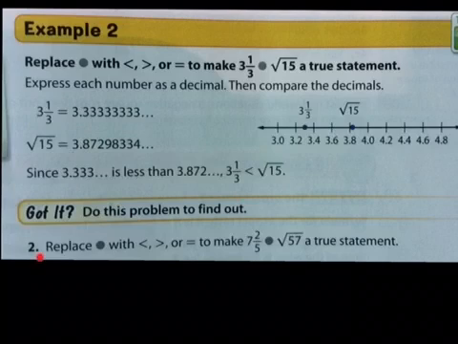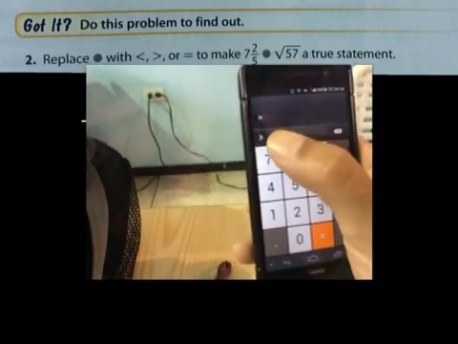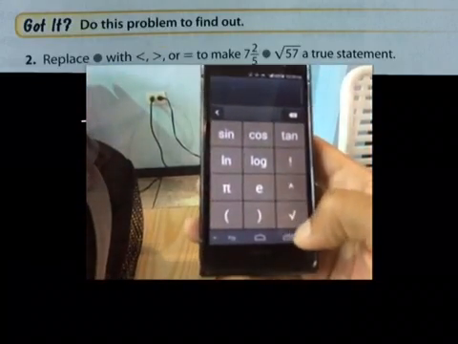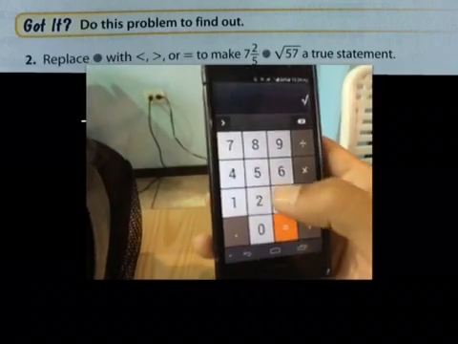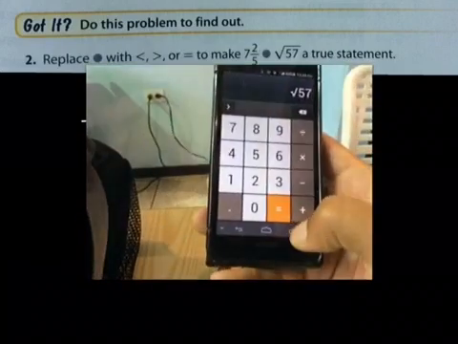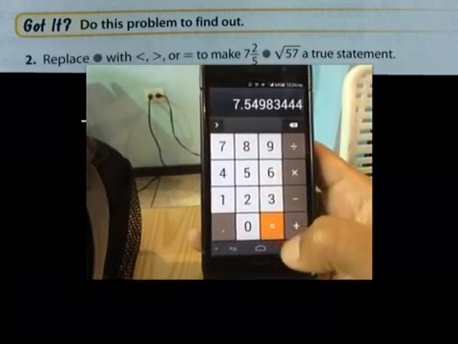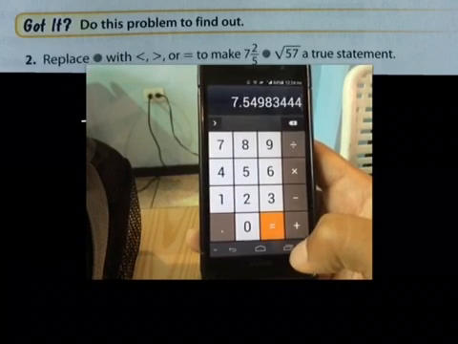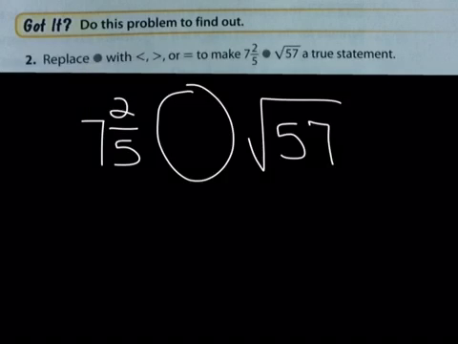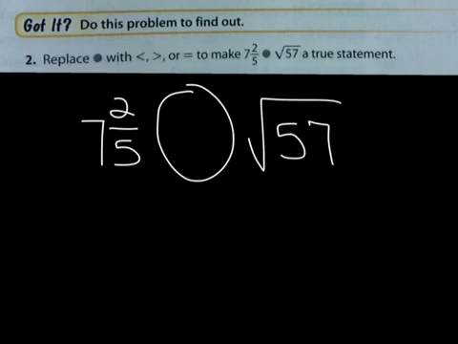Okay, let's try number 2 here with 7 2/5 compared to the square root of 57. As I did earlier, I go to my function key. I'm going to press my square root, and I'm looking for 57, and all I do is just press equal, and there I have 7.549. So I'll write it just underneath for my own notes.